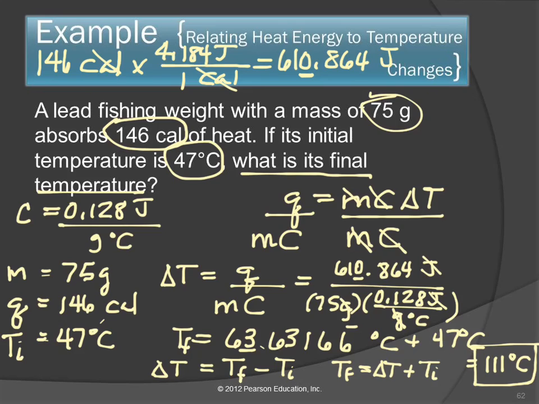Wait, how did you get the 111? The 111, I took this equation, delta T is the final minus the initial, and I rearranged it. I added Ti to both sides. So the final temperature equals the delta T plus the initial temperature. And I was out of space, so I moved up here. The final temperature equals delta T plus the initial 47. Any other questions?